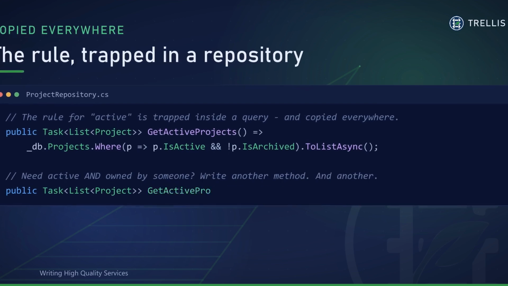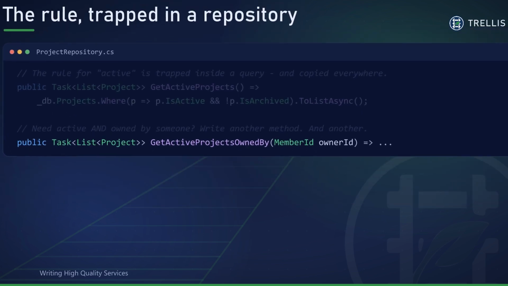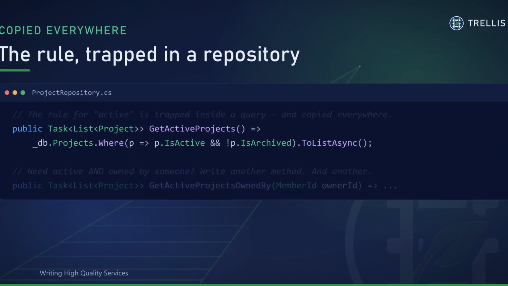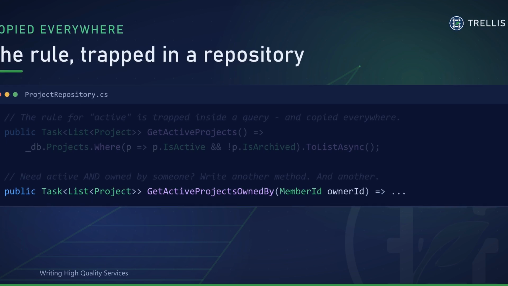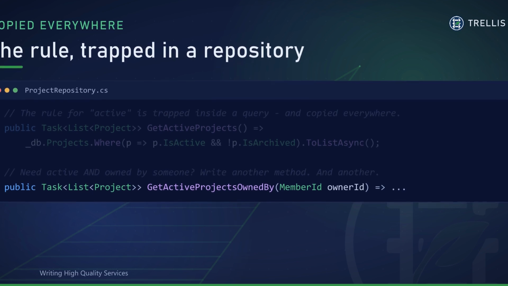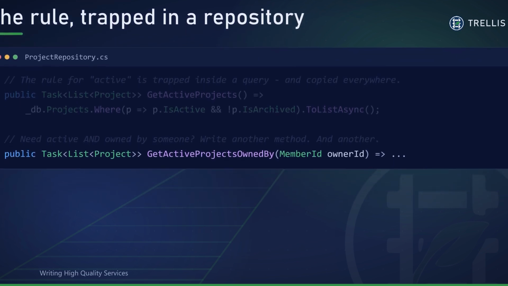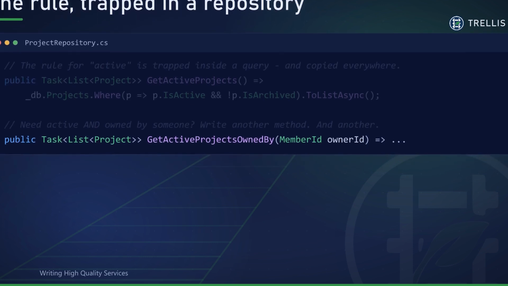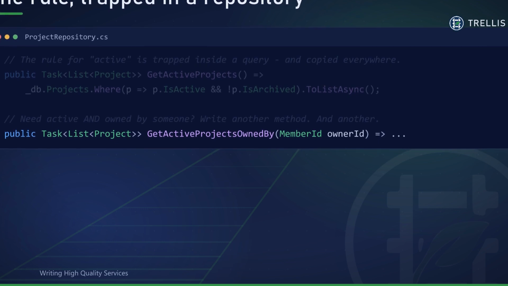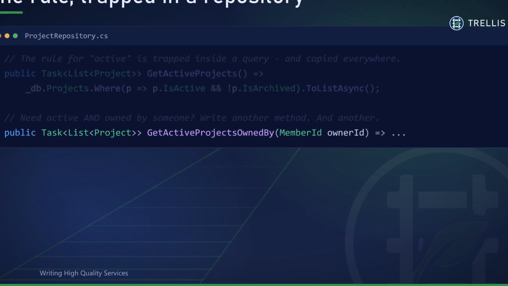Look at this. The definition of an active project, not archived, still active, is trapped inside a query method. One active project's owned by someone. You write a second method and copy the rule into it. Every new combination is a new method, and the rule drifts a little each time. The business rule has no home and no name.